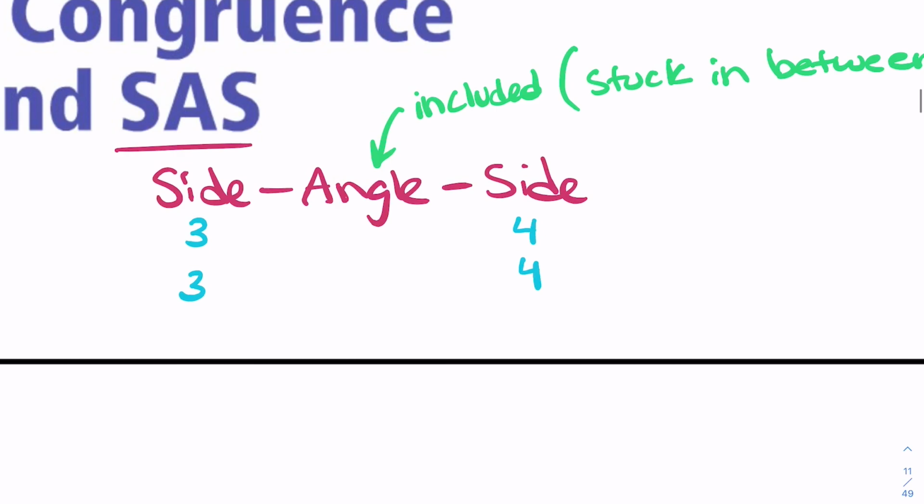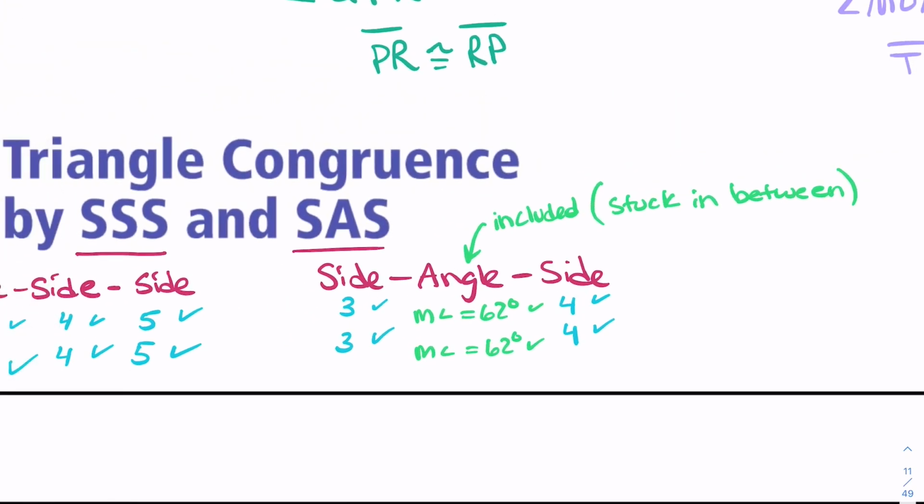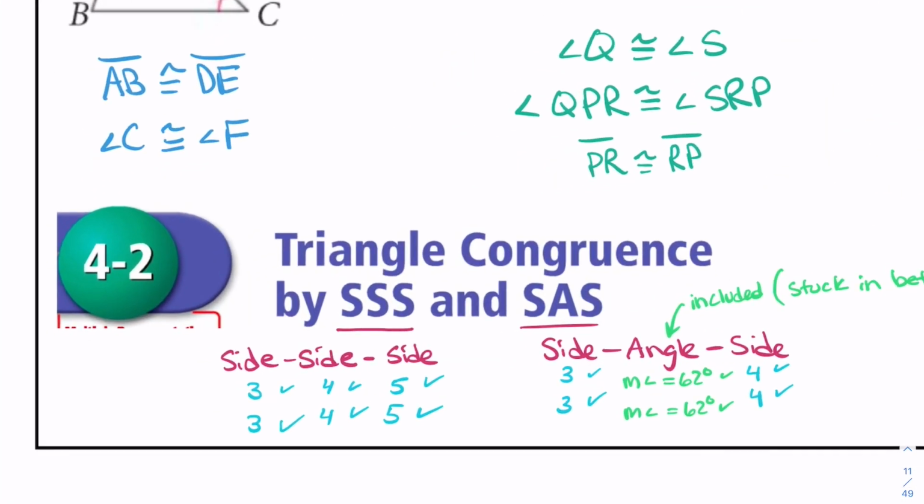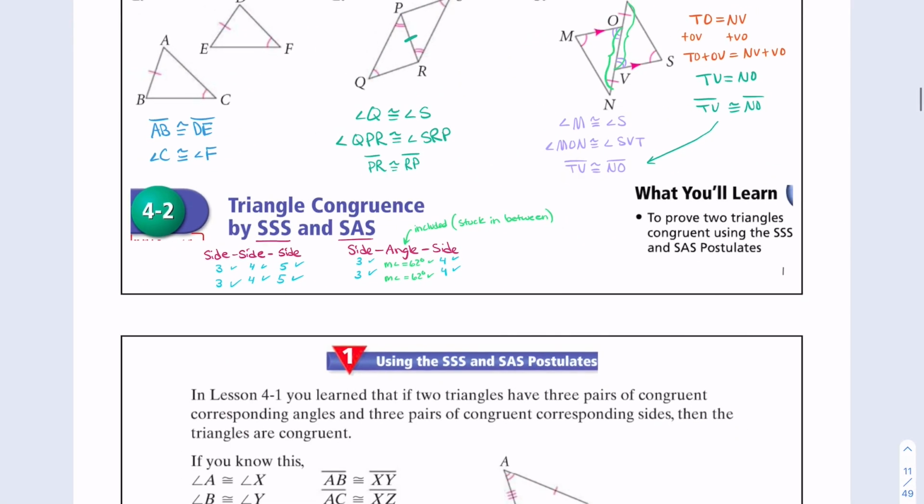That angle, let's say the measure of that angle equaled 62 degrees, and the measure of this angle equaled 62 degrees. Well, guess what? This is also a congruent triangle, with that included angle in between the sides. And that's what our lesson's about today: just the side, side, side, and the side, angle, side postulate.